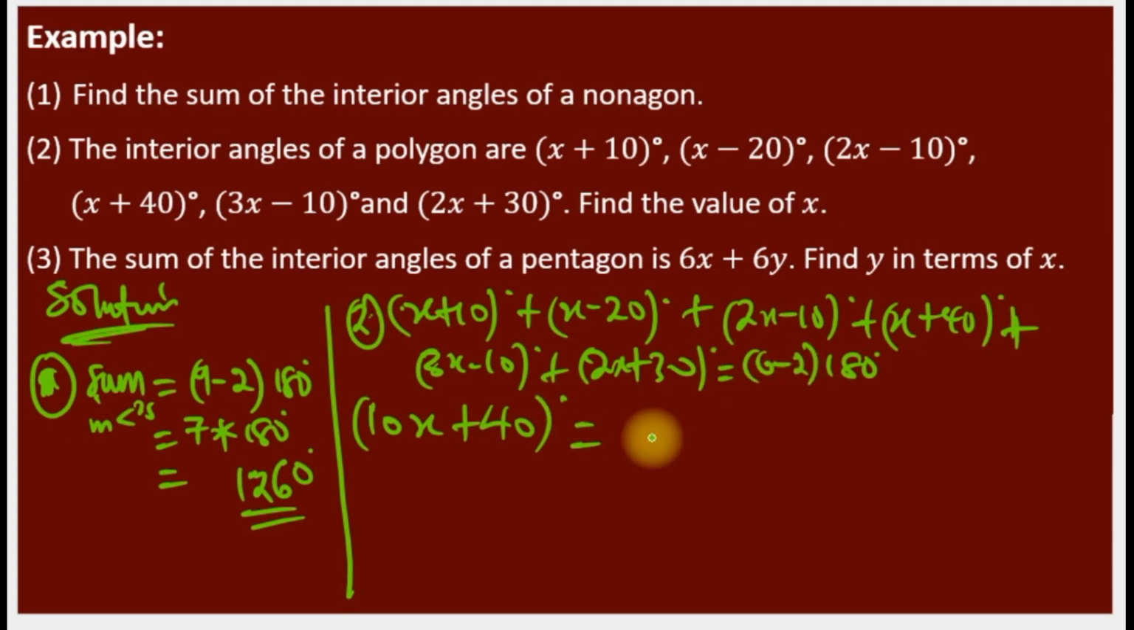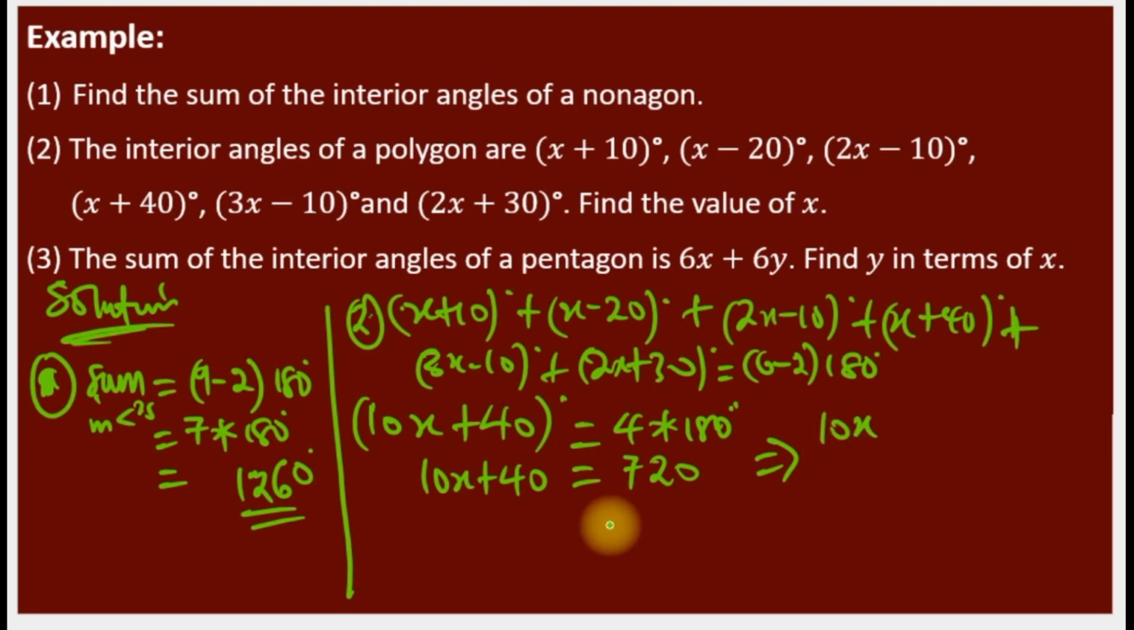Equal to 4 times 180 degrees. Because 6 minus 2 is that. So as you can see, 4 times 180 is 720. Right? Yes, 720. So this is 10x plus 40. Remember the degrees are gone. So what you have to say, 720 minus 40. So I have 10x equal to 720 minus 40, that is 680.